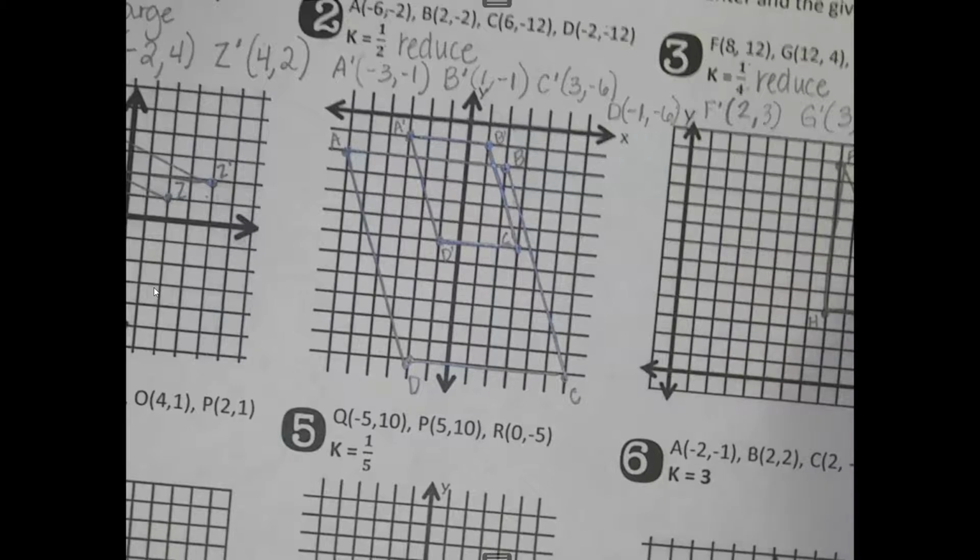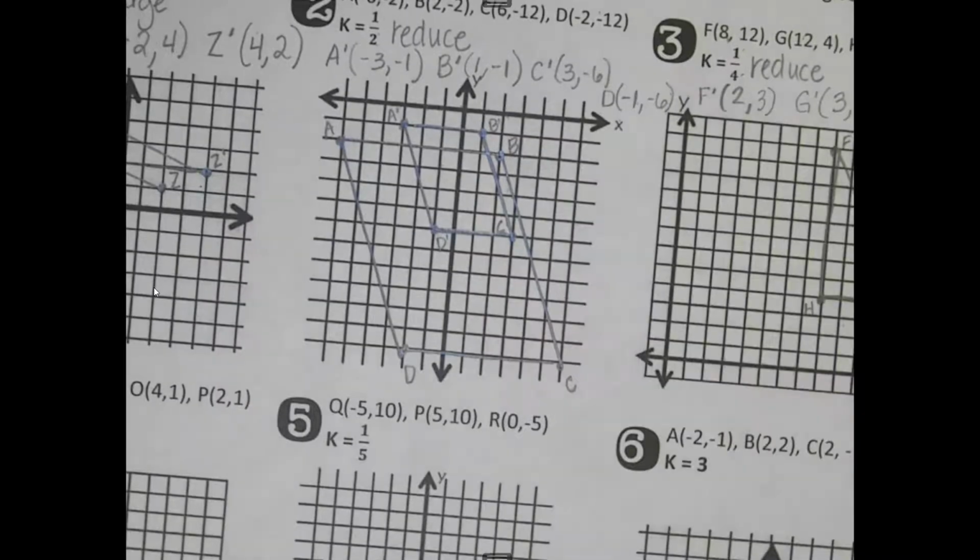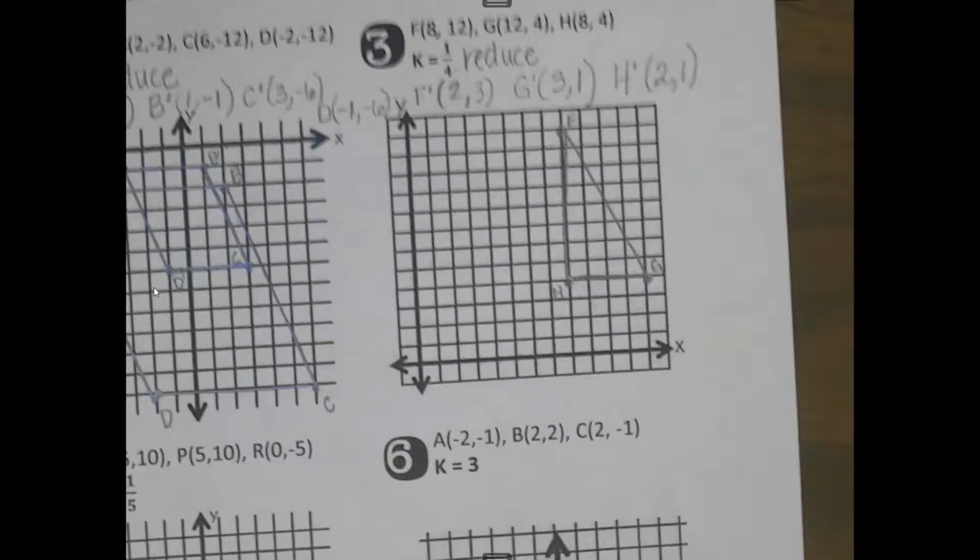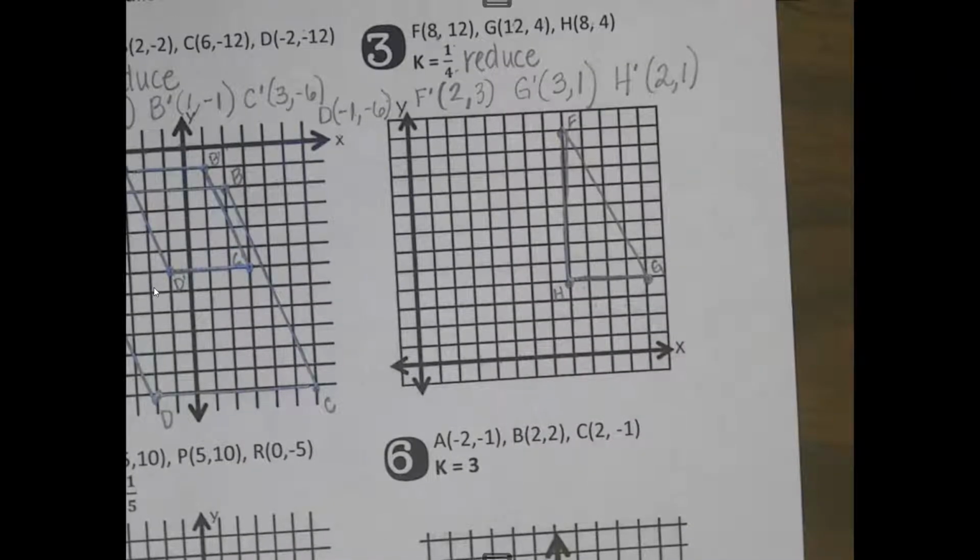H prime. 8 divided by 4 is 2. 4 divided by 4 is 1. So those are my 3 new points.